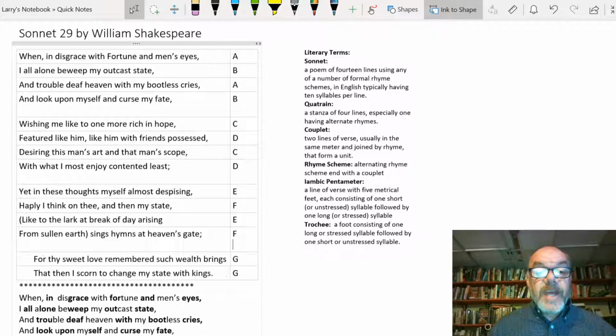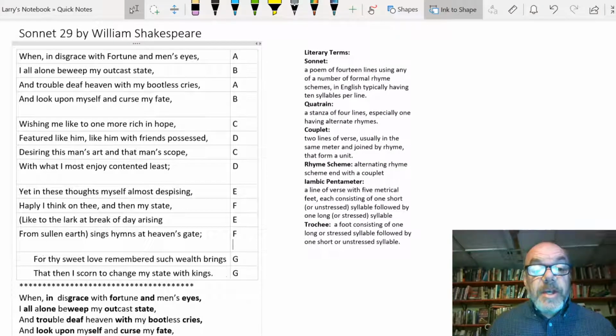Now the speaker is saying, I wish I was more hopeful like that person over there. Or featured, I wish I had that person's good looks. What? I think that losing your hair on top, slightly balding, is quite attractive. But the speaker here is feeling that they may not be that good looking.